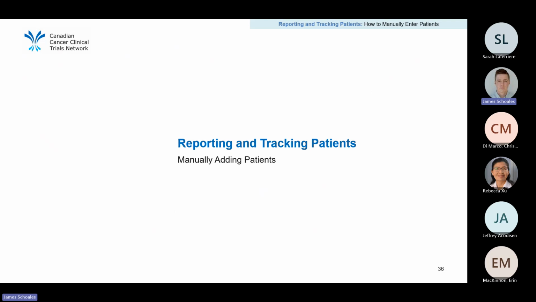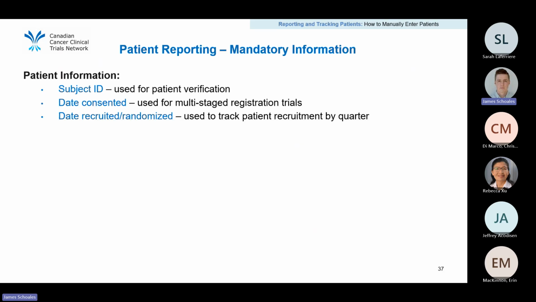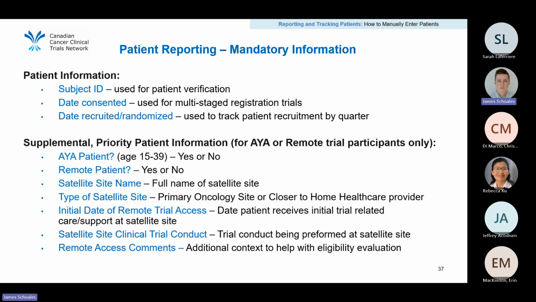Okay, so reporting and tracking of patients. So the patient information remains the same of what is mandatory: the subject ID, date consented, and date recruited. Date consented is only necessary for multi-stage registration trials, but date recruited is what is mandatory for all patients. And if you don't have a date consented, you can use the date recruited as the date consented date.